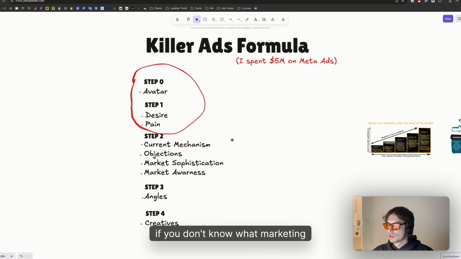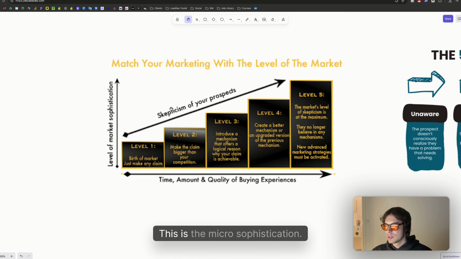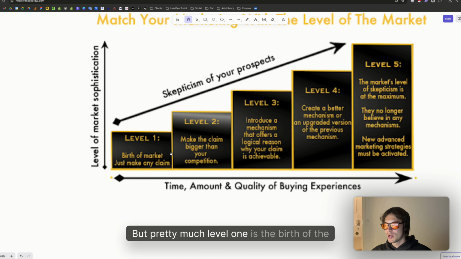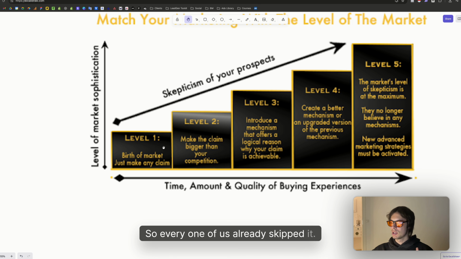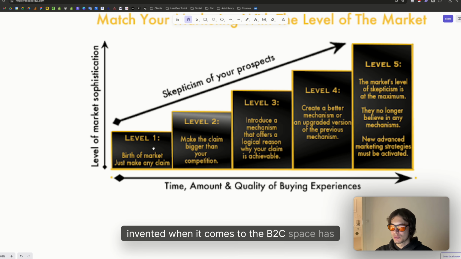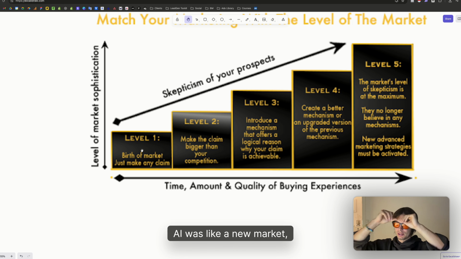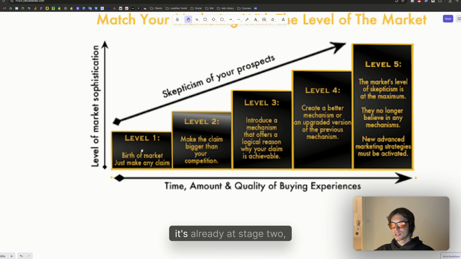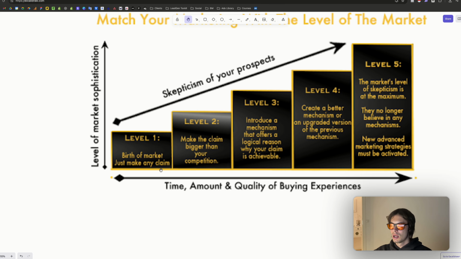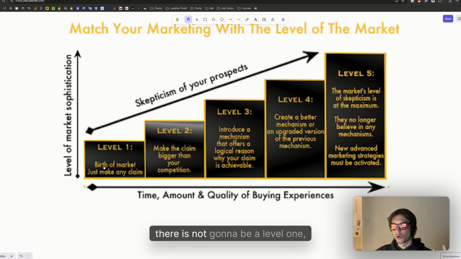If you don't know what marketing sophistication level is, if I zoom in right here, you can understand. This is the market sophistication scale. You start from level 1 and it goes all the way to level 5, but level 1 is pretty much the birth of the market. So every one of us has already skipped it. Pretty much everything that was supposed to be invented in the B2C space has already been invented. Something new, for example, is AI. AI was a new market like 5-10 years ago. Now it's already at stage 2, stage 3, right? But every product or service you're going to advertise is not going to be level 1. It's always going to be further down the line.